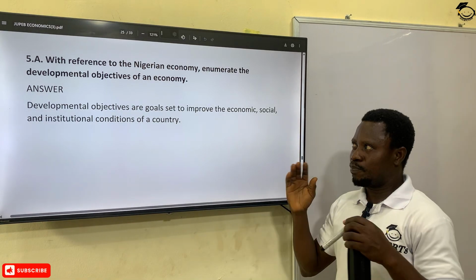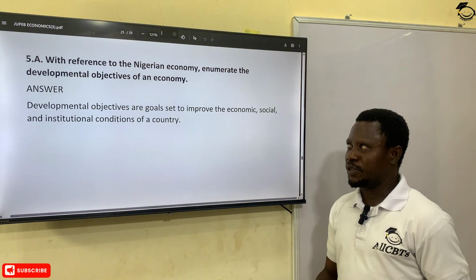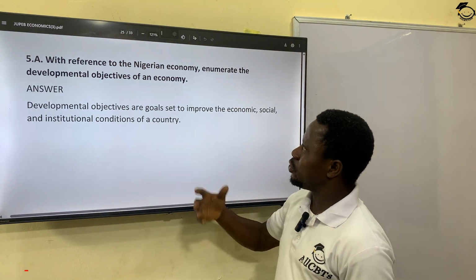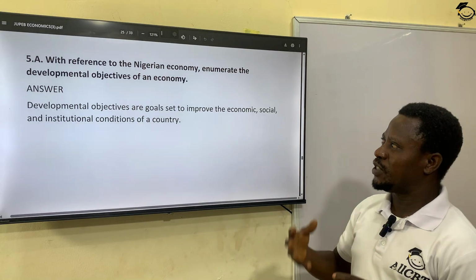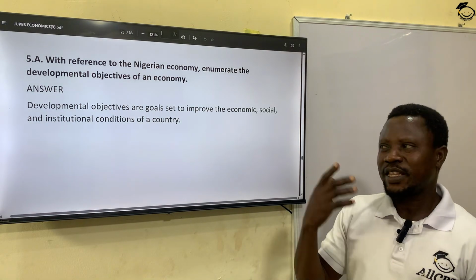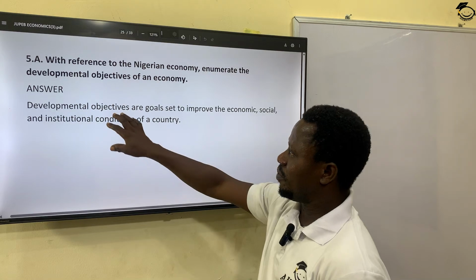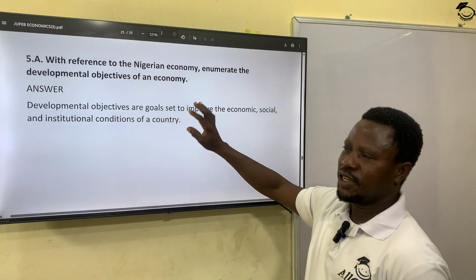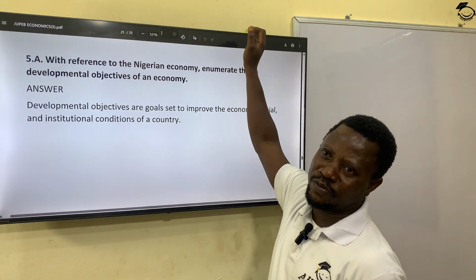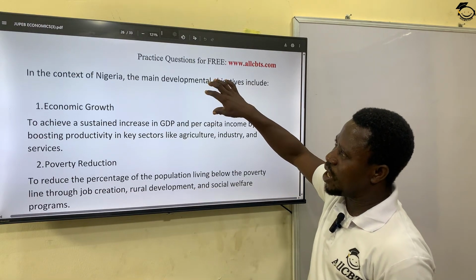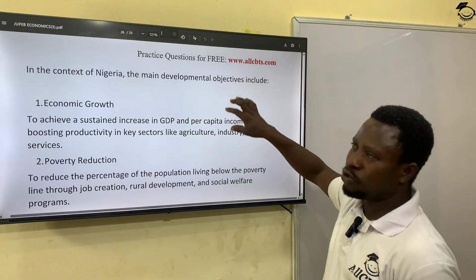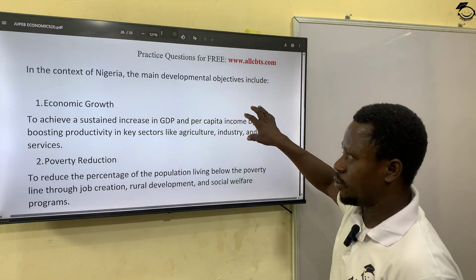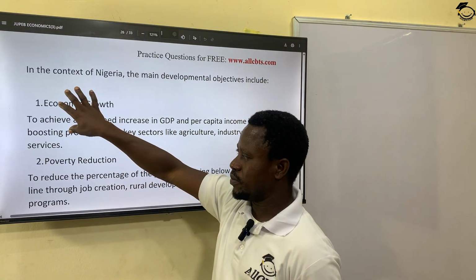We are talking, that is, with particular reference to the Nigerian economy. What are you suggesting that will be objectives of a developmental economy? Okay? Developmental objectives are goals set to improve the economy, both social and institutional condition of the economy of the country. So how can we improve the Nigerian economy? Through the developmental objectives. 1, economic growth.